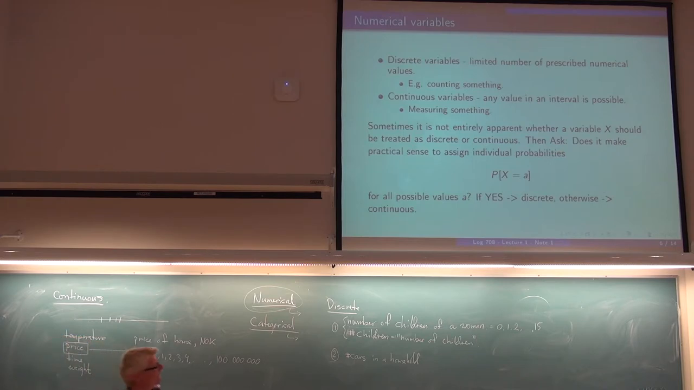But what matters is really how we would like to treat this when we think of this. So maybe one way to make the proper distinction is whether it makes sense from a practical point of view to talk about the probability, say X is the variable. Would it make sense to talk about the probability that X is equal to A?